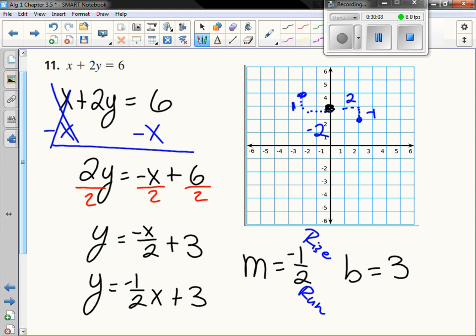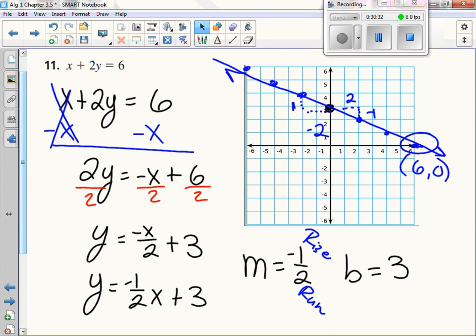And we could continue doing the same thing. I can go right 2 down 1, right 2 down 1, or I could go left 2 up 1, left 2 up 1. So what is the x-intercept? What's that? 0. At the point 6, 0. Any questions on this here? Any questions on anything we've done so far?